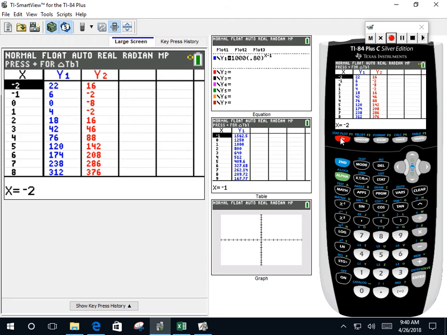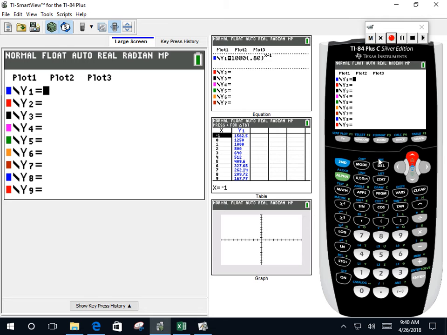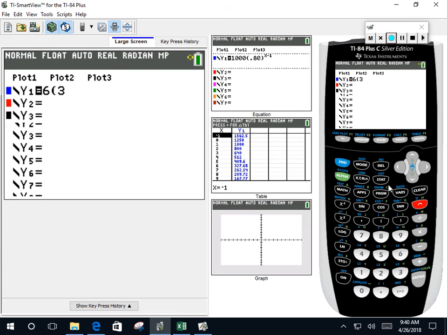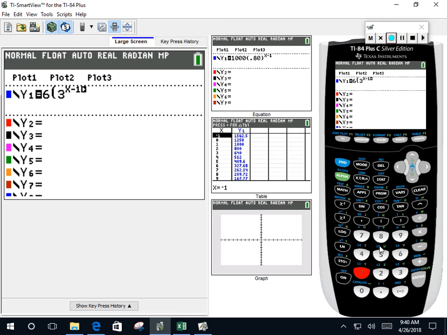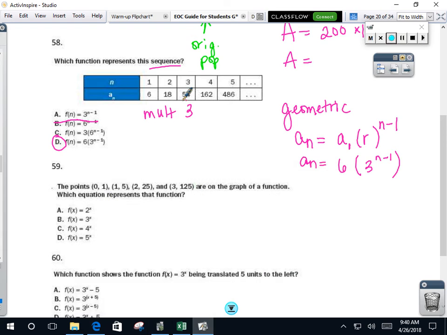If you go to y equals and you type in the choice for D, it's 6 parenthesis 3 raised to the n minus 1 parenthesis. Oh, but make sure you make the parenthesis big. And then I'm going to just go straight to the table because that's what I have on my paper. And then look, isn't the first point 1, 6, and then 2, 18, 3, 54, 4, 162, 5, 486? Isn't that exactly what we see in our table?